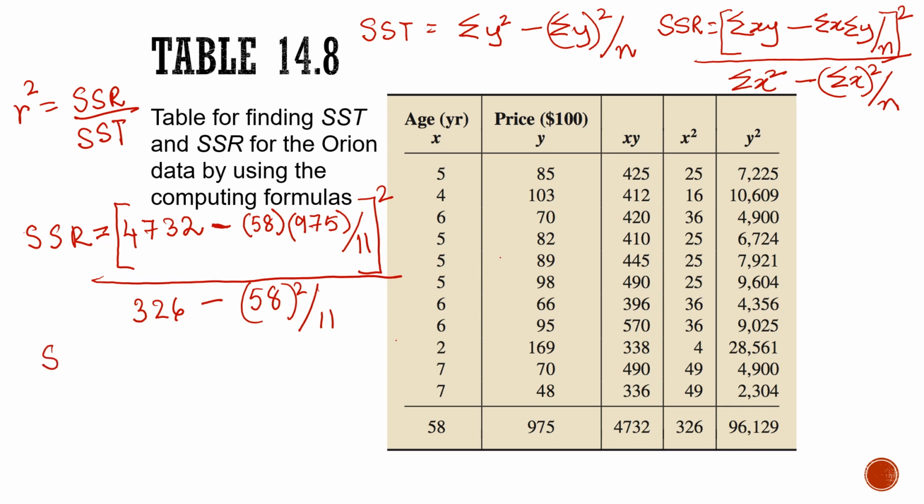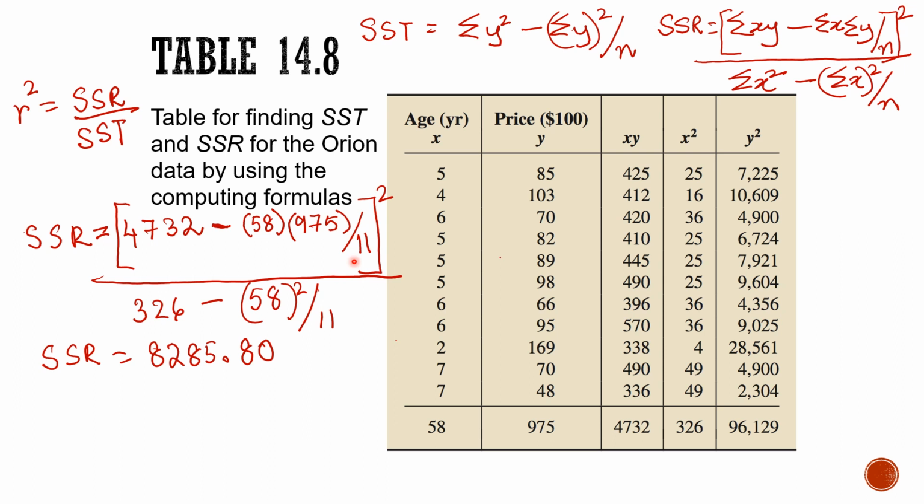And when we complete this calculation, we should come up with an SSR value of 8285.80. All right, so you can do this calculation on your calculators and verify if the answer is indeed 8285.80. But this is how you plug in the values.